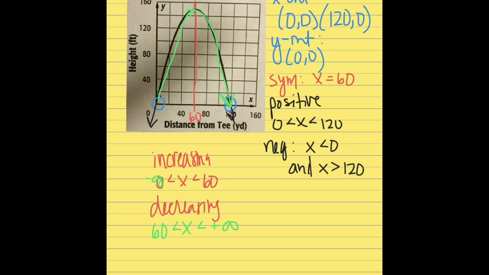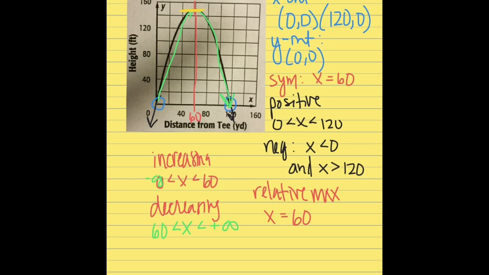The next thing that we need to think about is if it has any extrema. And remember, extrema is a stall. Right here is the extrema in that graph, and that is a height of, or a maximum. So the relative max happens when the x-coordinate equals 60.